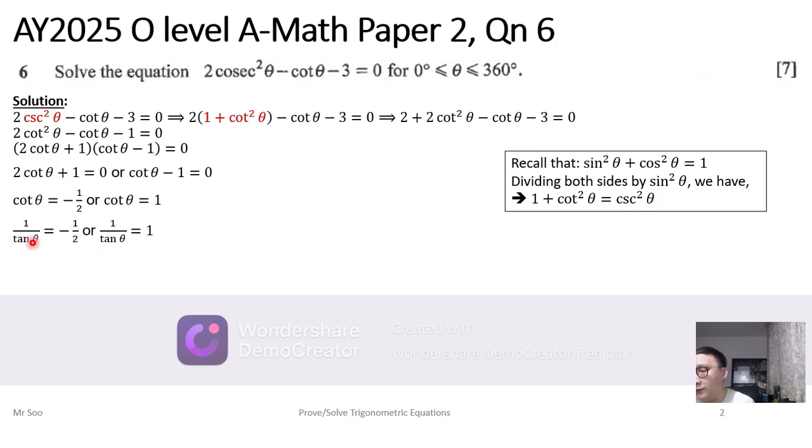So for 1 over tangent theta equals minus half, if I take the reciprocal on both sides, 1 over tangent theta becomes tangent theta. Then on the right side, 1 divided by minus half is minus 2. For the other equation, 1 divided by 1 over tangent theta is tangent theta, and 1 divided by 1 is 1. Remember, the reciprocal of 1 is itself. Then this is like just now the tutorial exercise, right? Easy. You get down to a very simple expression: tangent theta equals minus 2 or tangent theta equals 1.